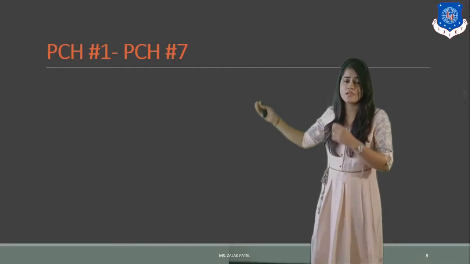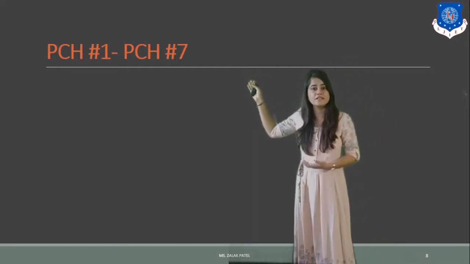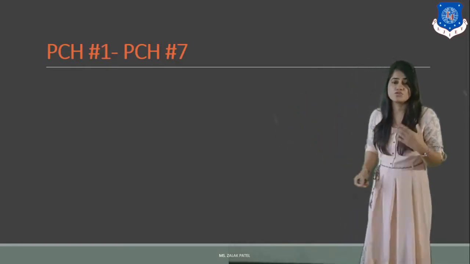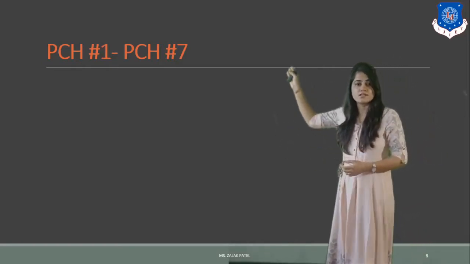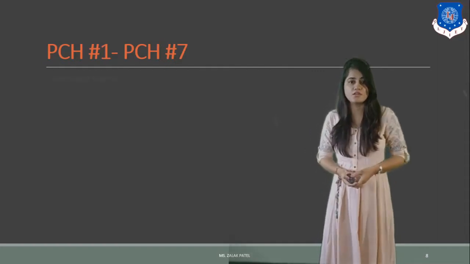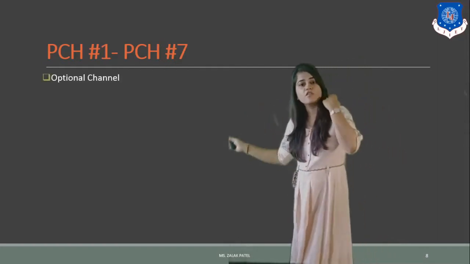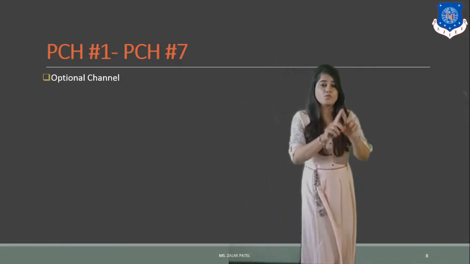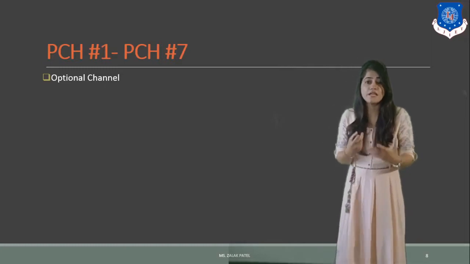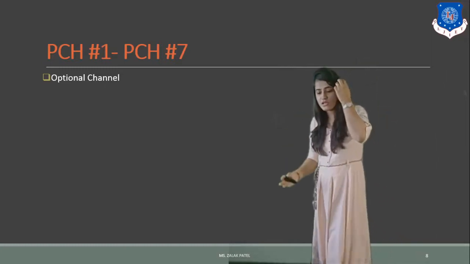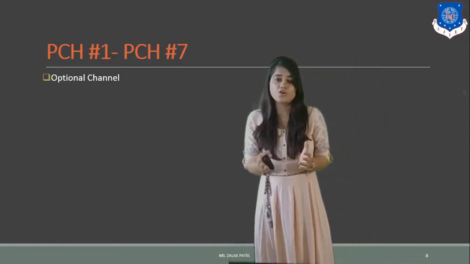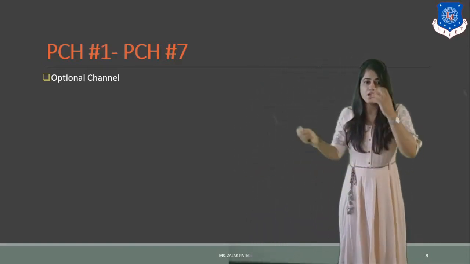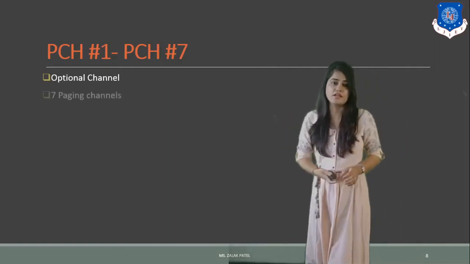The next group of channels are PCH1 to PCH7. They are assigned W1 to W8, meaning Walsh code 1 to Walsh code 8 is assigned to the paging control channel. It is also one type of optional channel. Paging means a short message that is broadcast over the complete service area. Why is it an optional channel? Because it is not always necessary to broadcast messages over the complete area. So that's why it is not a mandatory channel.